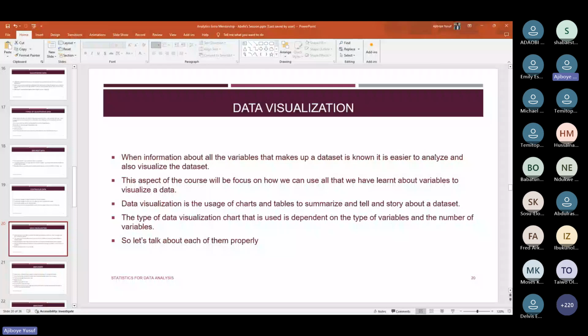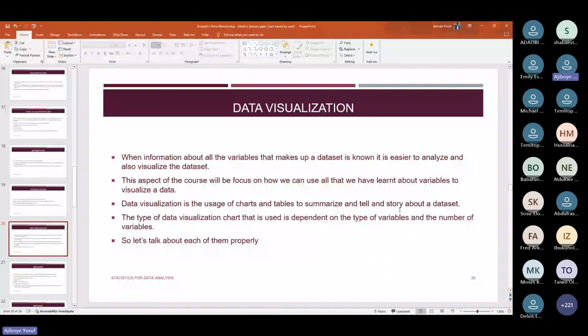Okay, now this aspect of the course will focus on how we can use all that we have learned about variables to visualize data sets. Data visualization is the use of charts and tables to summarize and tell a story about a data set. Now, people that will teach you Excel, Tableau and Power BI will talk more on this part, so you understand it better from them.